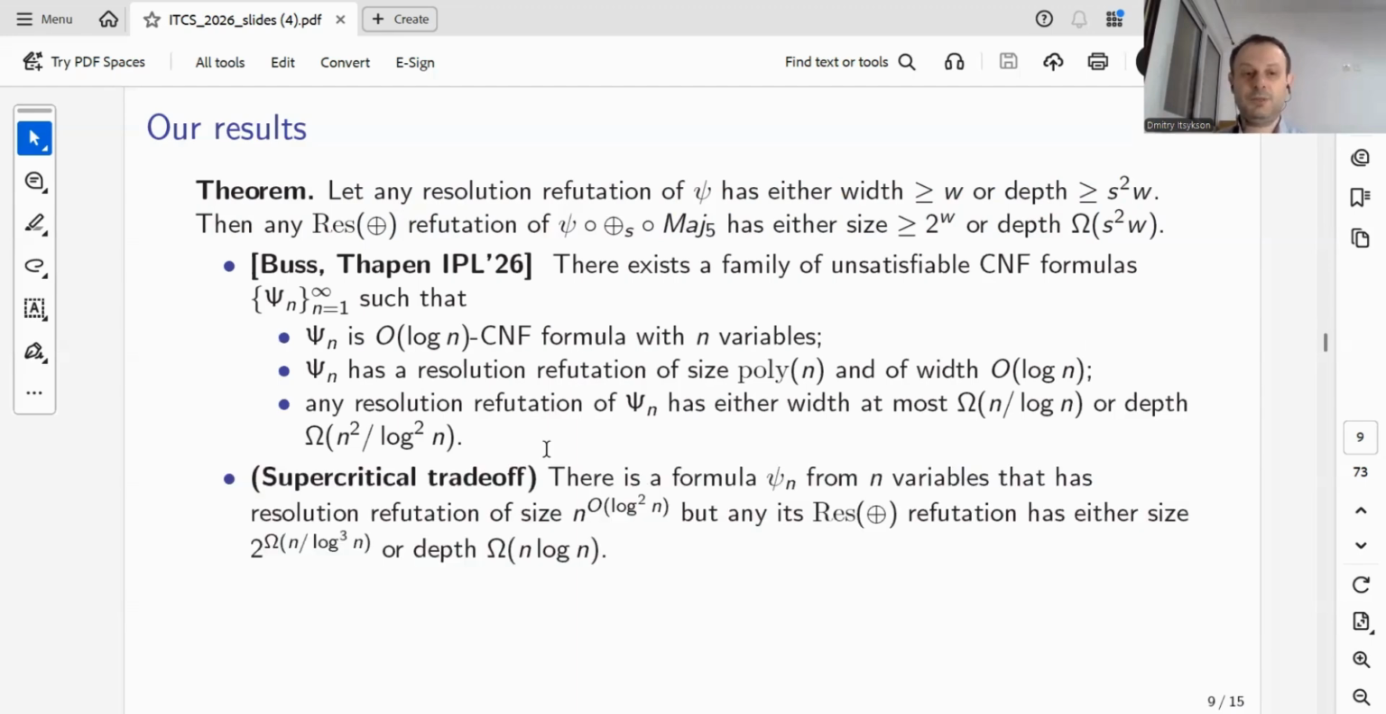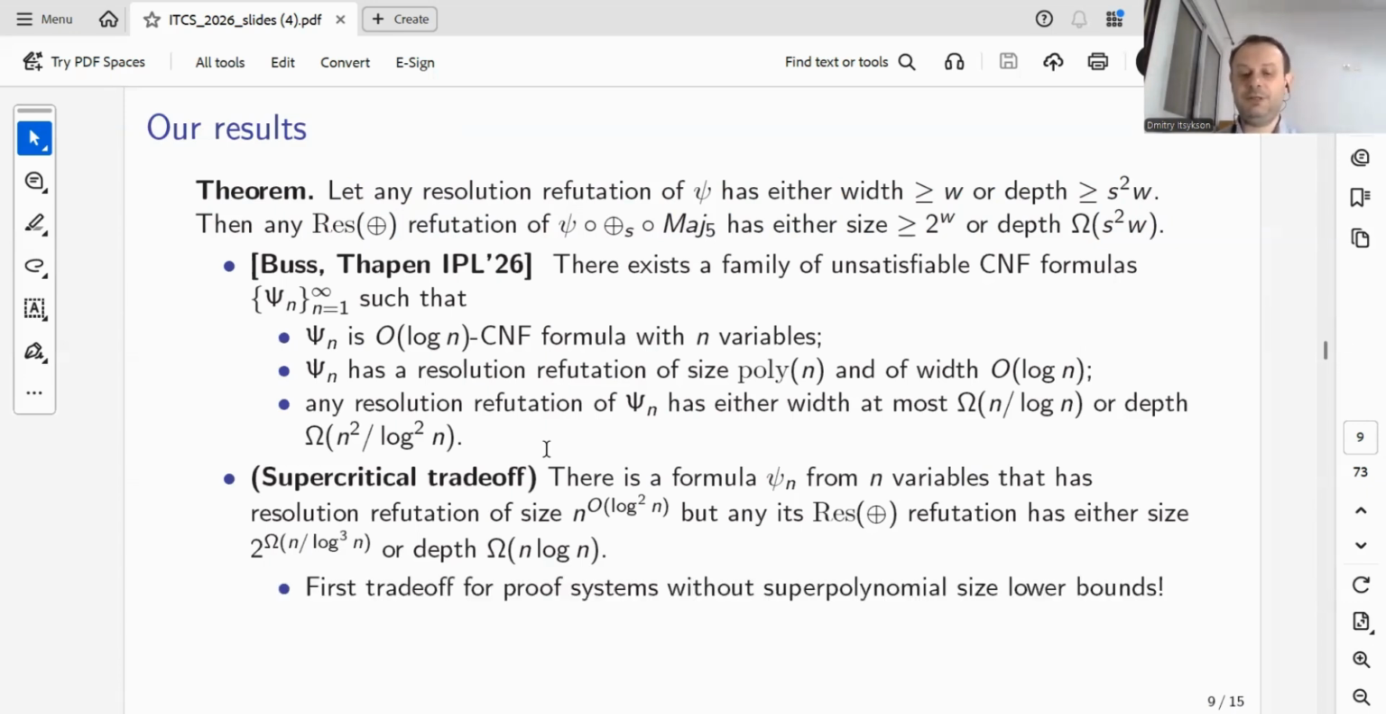As a result, we get a supercritical trade-off, a family of formulas psi n with n variables that have quasi-polynomial resolution refutation, such that any resolution over parities refutation has either exponential size or superlinear depth. Notice that this is the first example of such supercritical trade-off that holds for a proof system without superpolynomial size lower bounds.